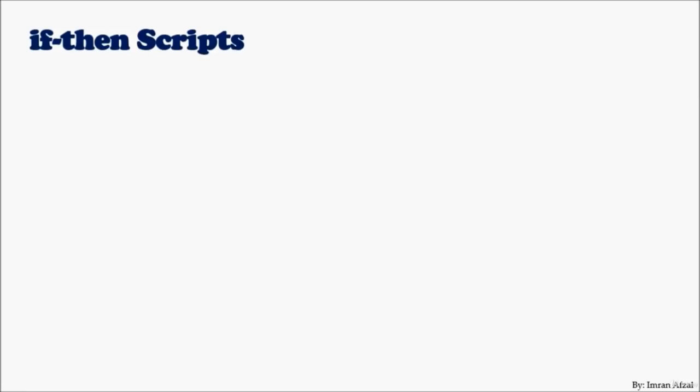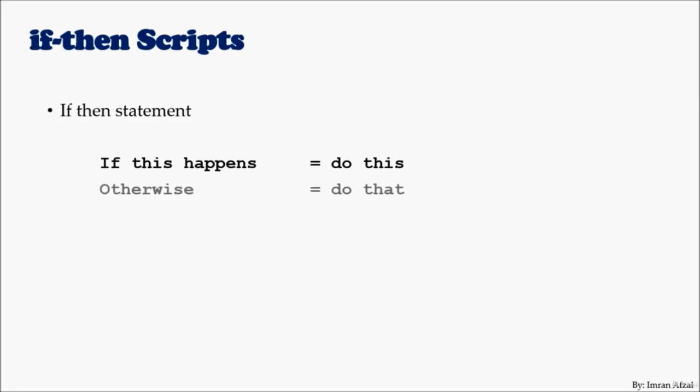If then scripts. Now you know how to write scripts. Now let's get into one step up: some advanced scripts, some if then scripts. These are the scripts which will define some variables, and if those variables are met, then you could run those scripts. In an if then script statement, if this happens, do this. Otherwise, do that.